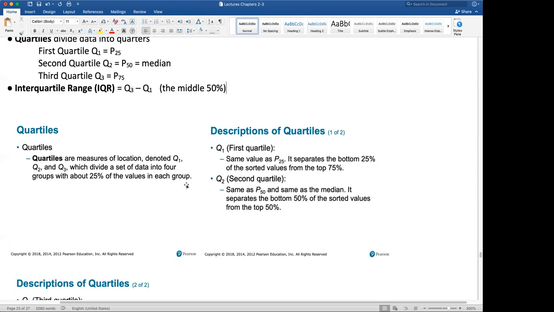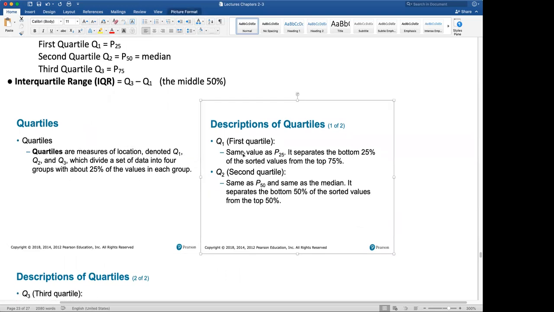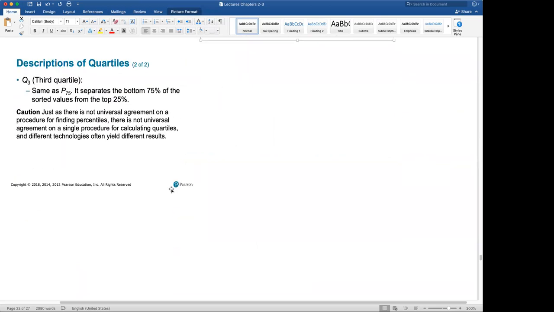So, as I told you, see the slide here: the quartiles are measures of location, denoted Q1, Q2, Q3, which divide a set of data into four groups with about 25% of the values in each group. Now let's see the next one, the description of quartiles here.